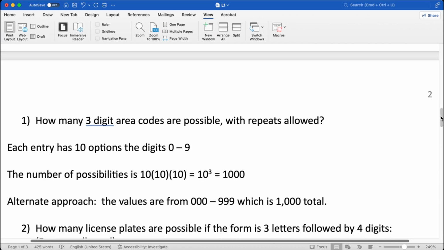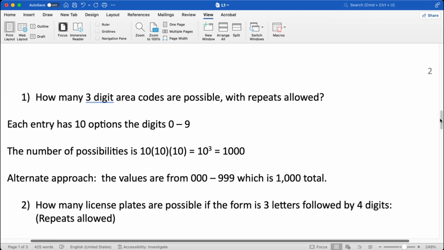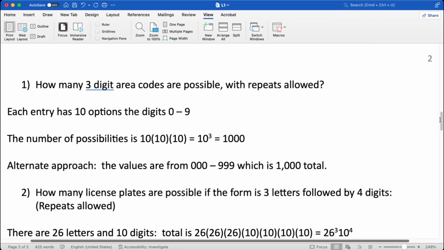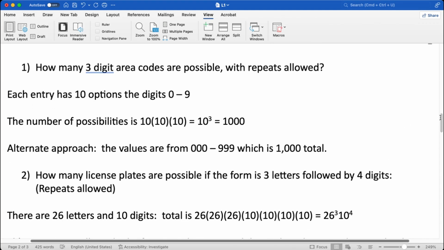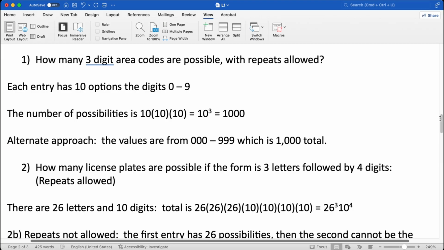How many license plates are possible where the form is 3 letters followed by 4 digits with repeats allowed? So there are 26 possible letters, 10 possible digits. We're going to have 3 letters followed by 4 digits. So it's going to be 26 to the third times 10 to the fourth. 26 possibilities for the 3 lettered slots, 10 possibilities for each of the 4 digits. Multiply that all together. Many times in this course, we can leave answers in exponential form. We don't have to simplify.